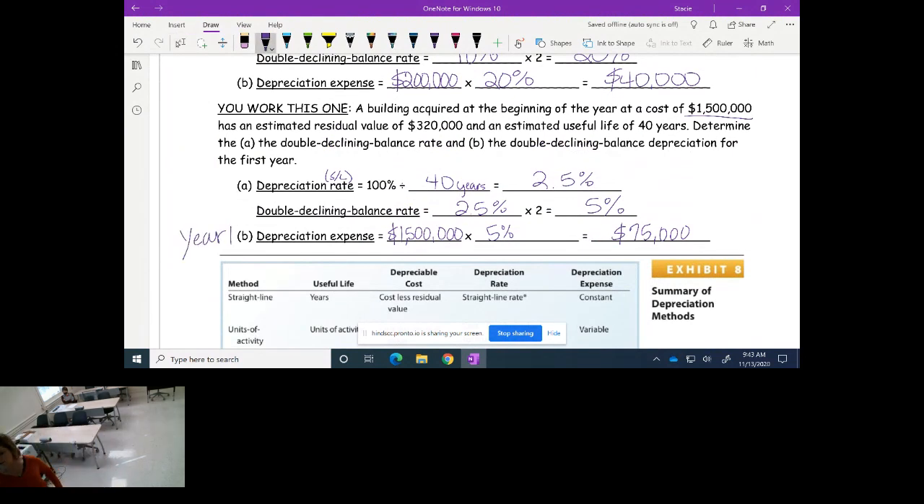So if we were calculating year two, we've got our rate, but we take 1,500,000 and subtract out that 75,000 we already took in depreciation, that would be our accumulated. So we would have 1,425,000 that we would multiply by 5%, and that would be our second year depreciation. Y'all see how that works? And every year you do the same thing. You reduce it by the accumulated and then depreciate what's left by 5%. Does that make sense?